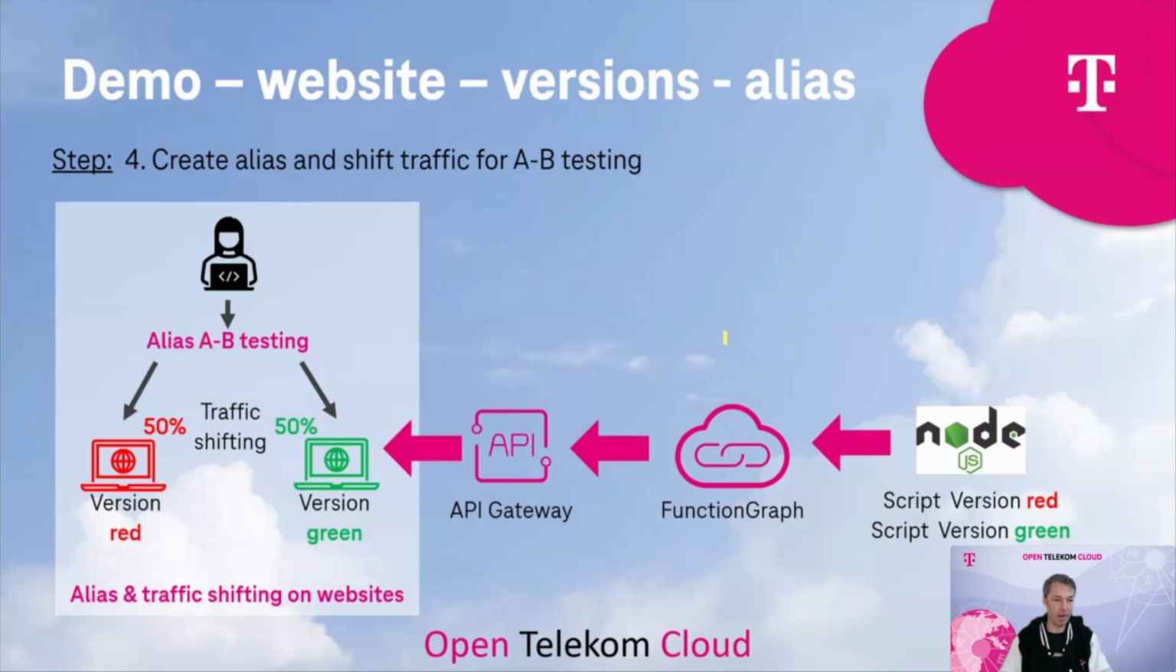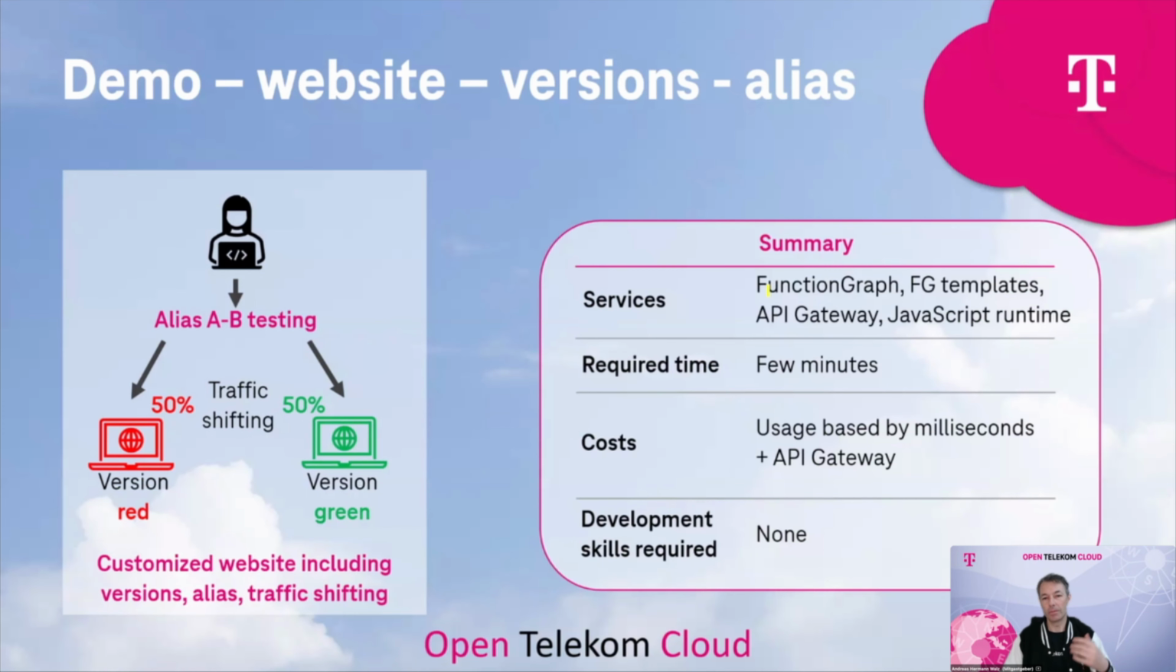Now, what we have done, we have implemented that aliases. We have implemented these A/B testing, the customized websites. The services we have in use for that, one side is a function graph, the function graph templates, an API gateway, and the JavaScript runtime. Yeah, it took us a few minutes, and the costs are purely usage-based plus the API gateway, and we did not need any development skills for that task.